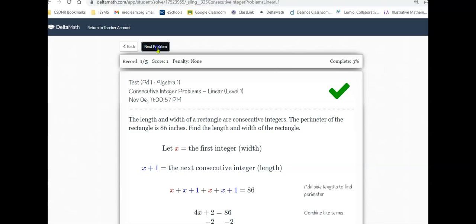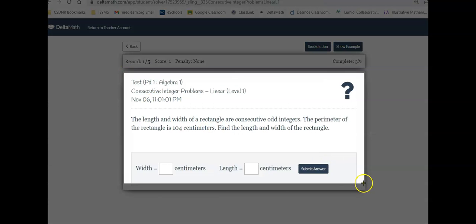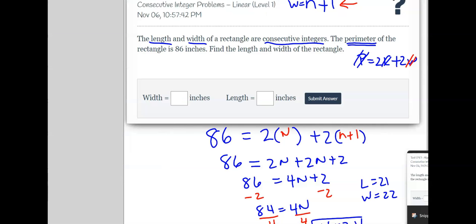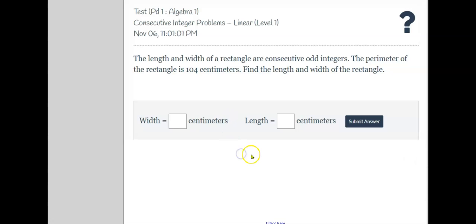Excellent. Let's try another one. The length and width of a rectangle are consecutive odd integers. The perimeter of the rectangle is 104 centimeters. Find the length and the width. It's exactly like the last question. So let's paste this onto a new page and take a look here. So I'm going to use this formula again, that the perimeter is equal to twice the length plus twice the width. But this time, my values are consecutive odd integers.